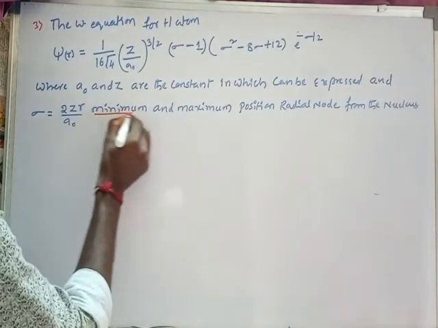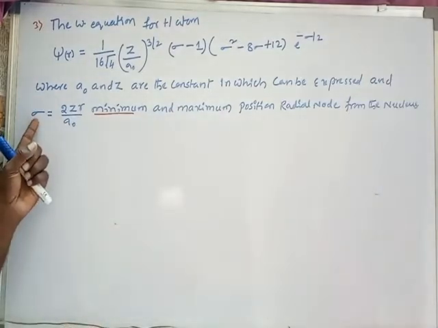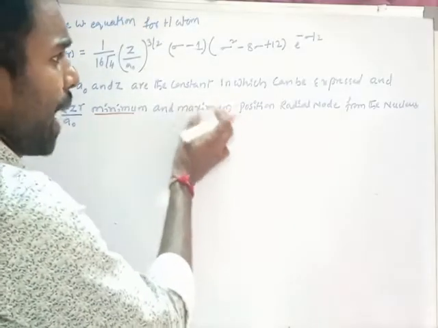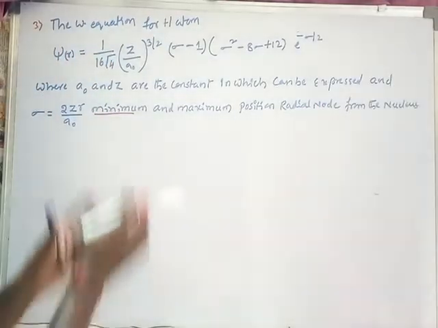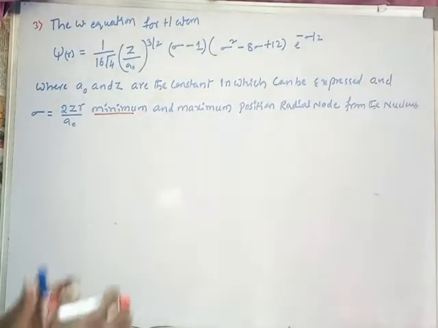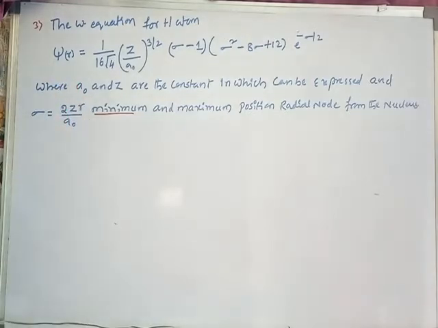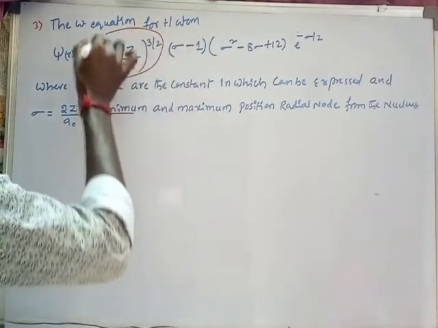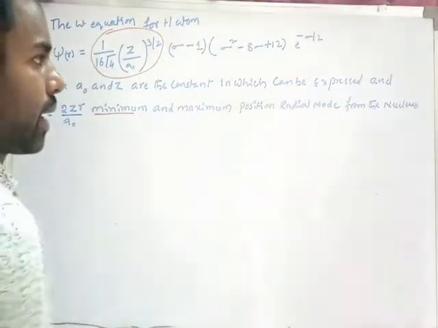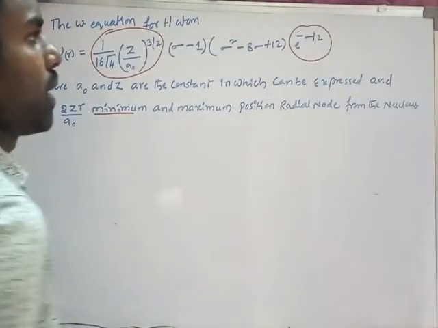If you want to calculate the minimum position of radial node from the nucleus, we need the minimum value of sigma. If you want to calculate the maximum position of radial node from the nucleus, we should know the maximum value of sigma. Okay, so if you know that, we can do it easily. If you know the sigma, we can calculate r. Why? Because Z and a0 both are constant. Now listen here, this is the wave equation. So from this wave equation, it cannot be equal to 0, because we are going to calculate the radial nodes. Next, so here this is the exponential form. It cannot be equal to 0.